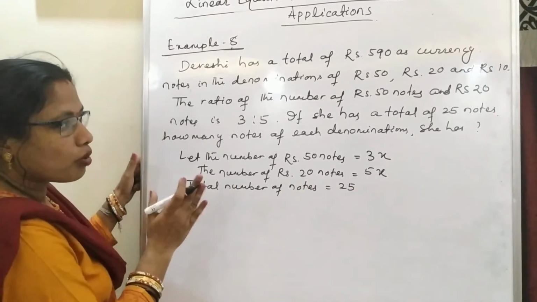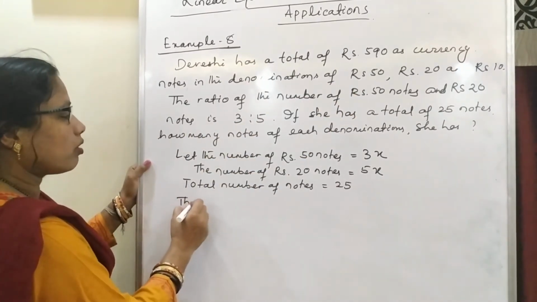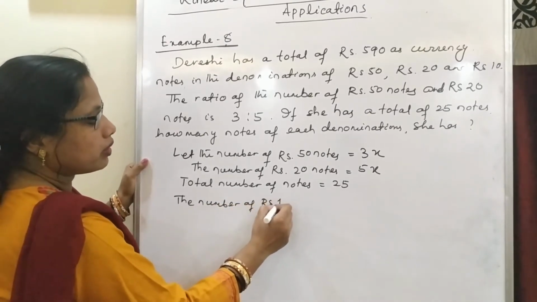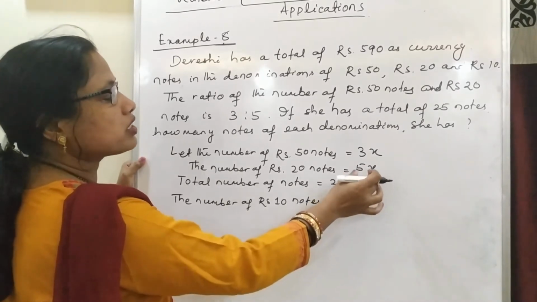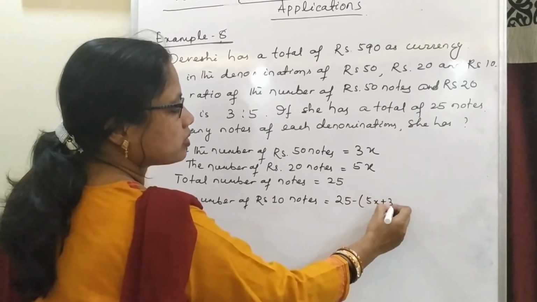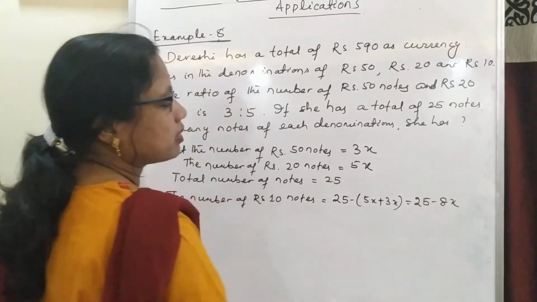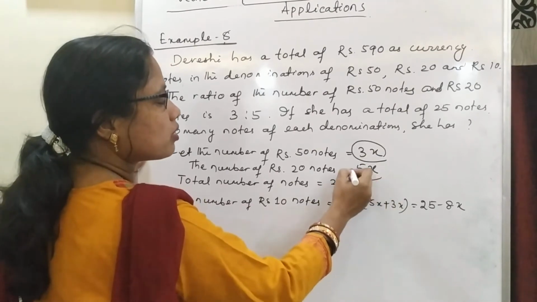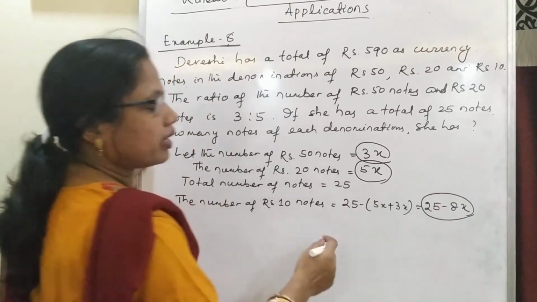Then what is the number of notes of rupees 10? So the number of 10 rupees notes is equal to 25 minus 5x plus 3x. So this is equal to 25 minus 8x. So this is the number of rupees 50 notes, this is the number of rupees 20 notes, and this is the number of rupees 10 notes.